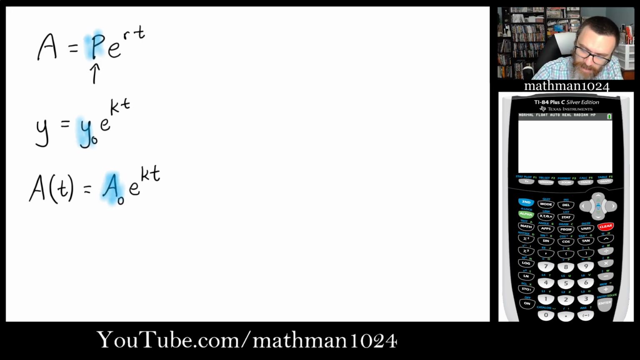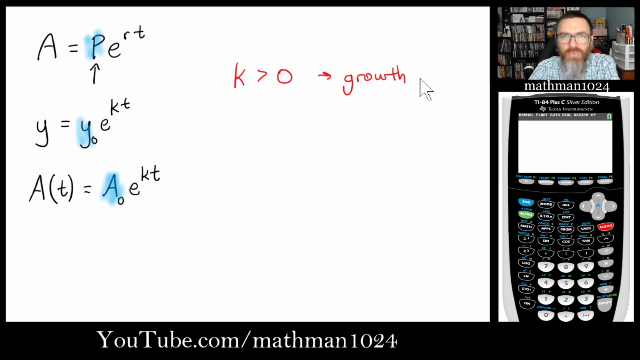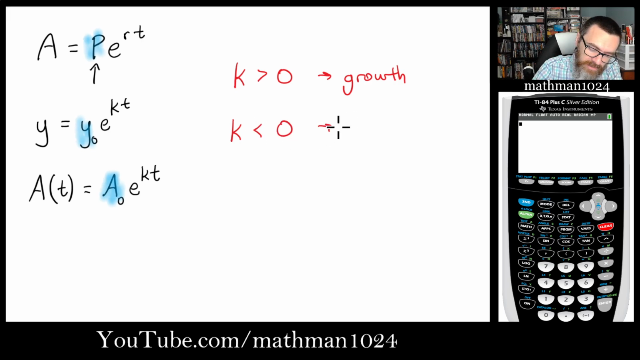One of the other things to keep in mind here is that for your rate, whether it's represented by r or k, if k is positive, then we're talking about growth, positive rate of growth, right? Versus if the k value is negative, which means we have some kind of decay. And these are examples that we see all the time in the real world, and that's what we're going to look at here.